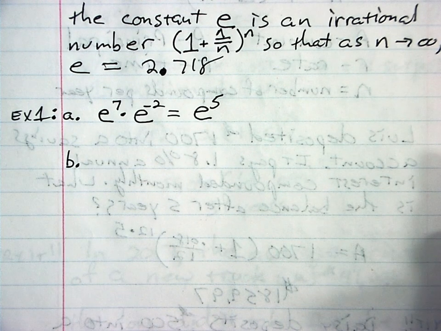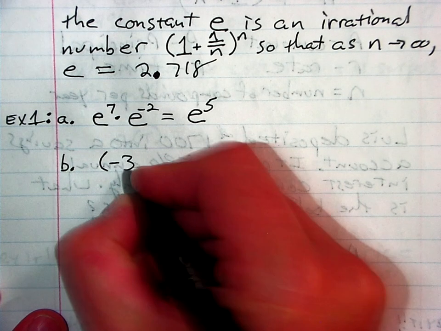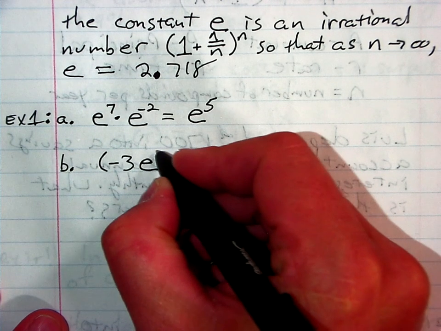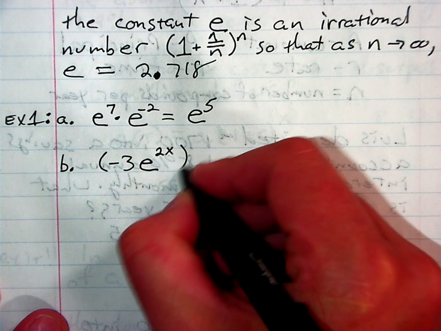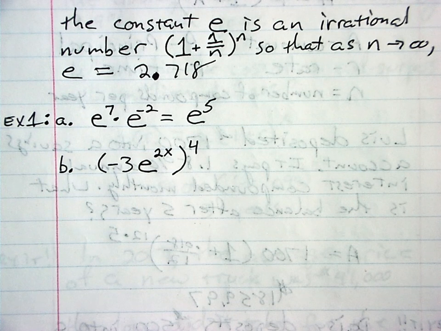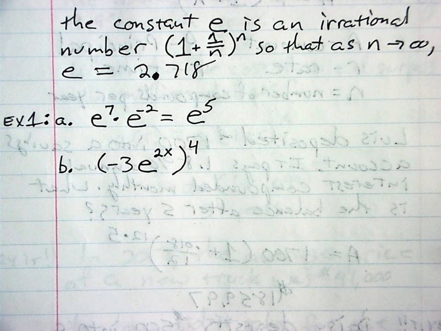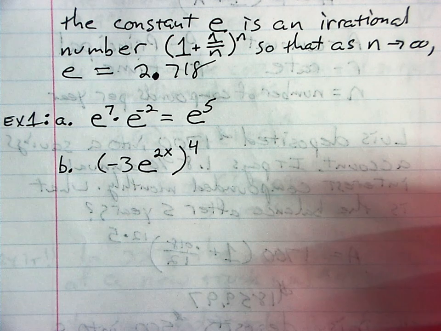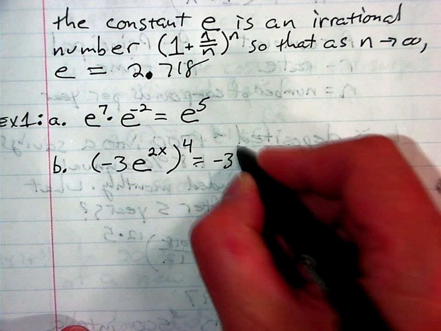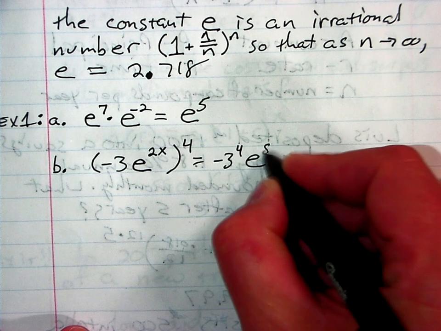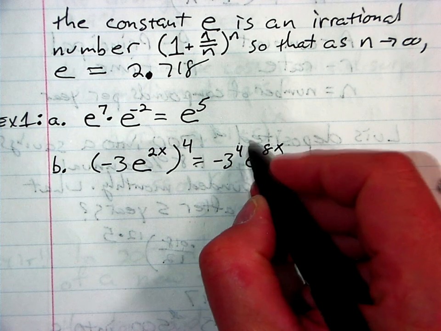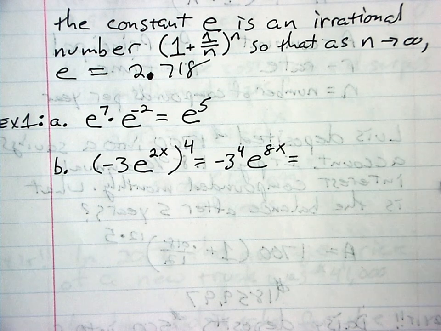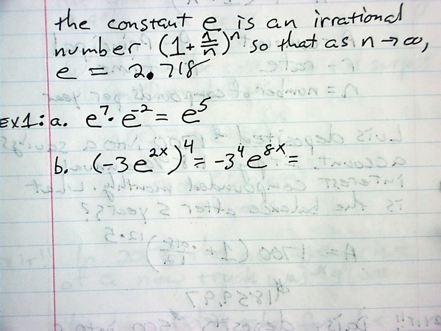This is 1B. Negative 3e to the 2x, raised to the 4th. What does the 4th go to? And what else? The negative 3. So really this is the same as negative 3 to the 4th, e to the 8x. Is it good math to leave it as negative 3 to the 4th? Can you put negative 3 to the 4th in your calculator and tell me what you get? It's not negative 81.